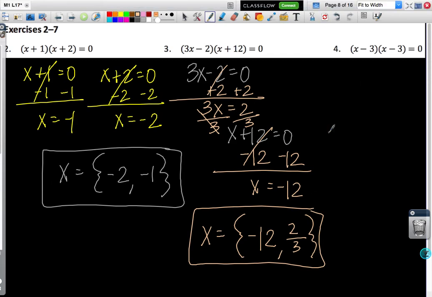Number 4. You notice here, number 4 has the same factors, so we only need to do it once. x minus 3 equals 0. Add 3 to both sides. x equals 3. So that's exactly what our solution is.